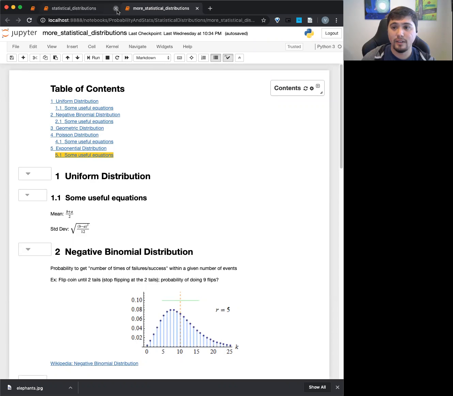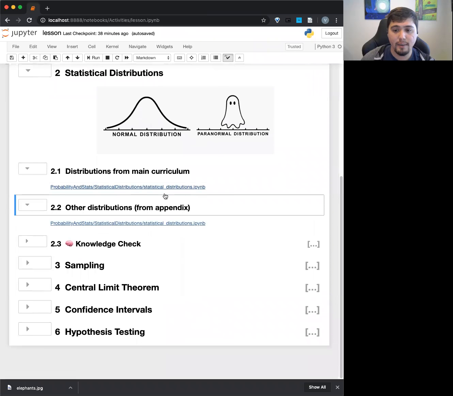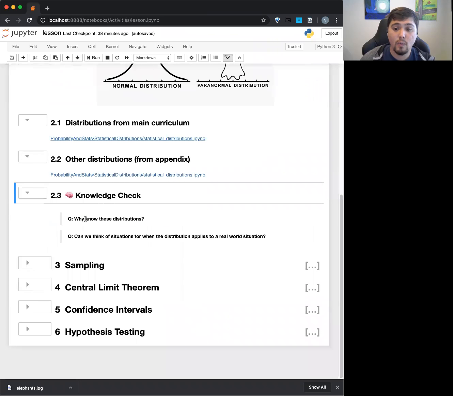All right, so I'll close these guys. Cool. So like I said, other distributions are in the appendix. So a quick knowledge check. Why know these distributions? I kind of said this already, so I'm just seeing if you paid attention. Why should we know any of these distributions? What can we do with them?